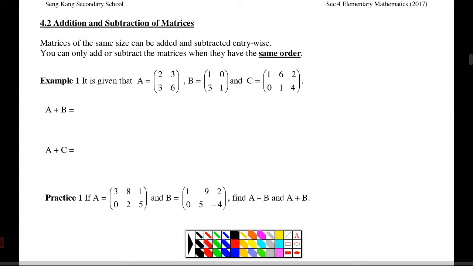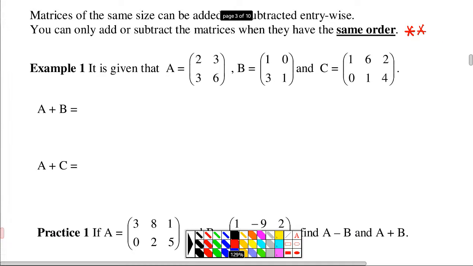Now, the picture like that. So next, after we learn equal matrix, the next simple thing we are going to do is learn how to add and minus matrices. What is 1 plus 1? Simple, right? Same thing. If I want to add, the key thing is it must be in the same order. This is extremely important. If different order, can you add? No. Now give an example. A plus B. A is 2, 3, 3, 6. B is 1, 0, 3, 1.